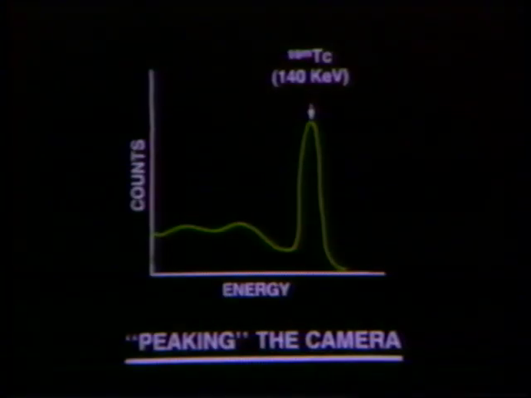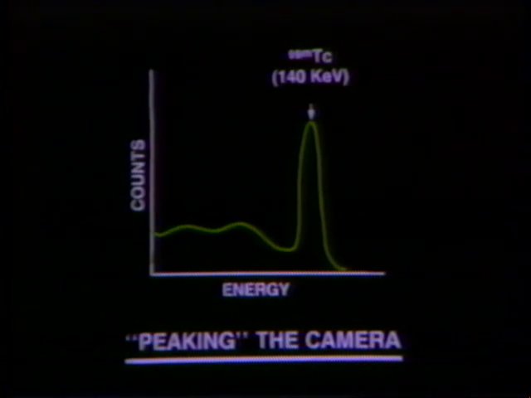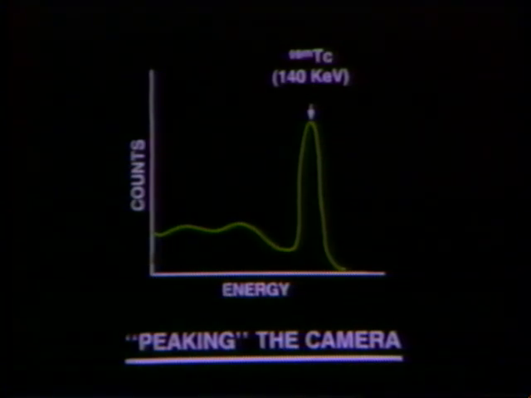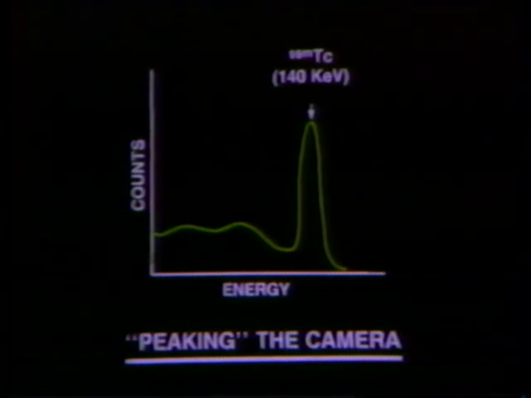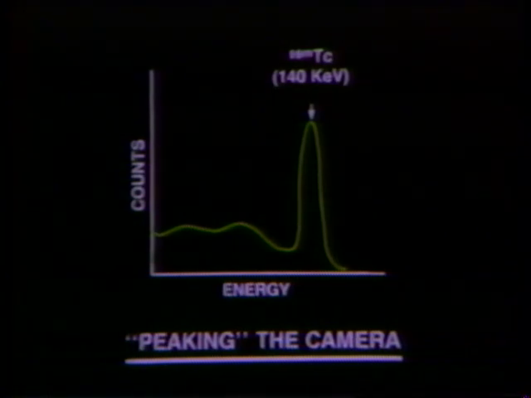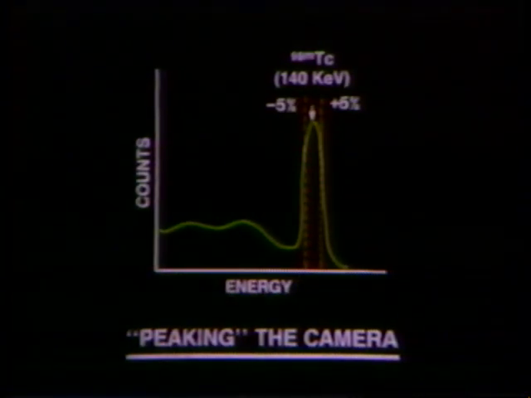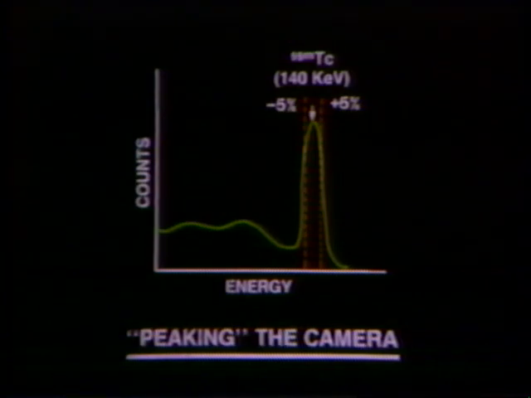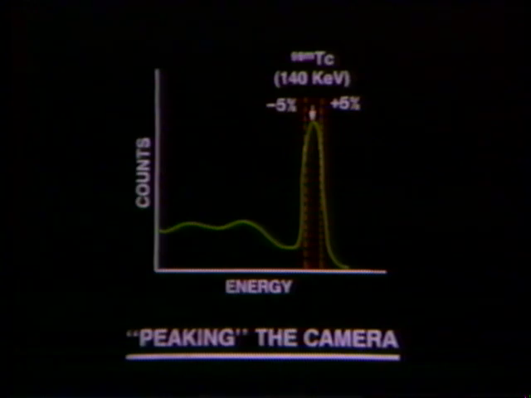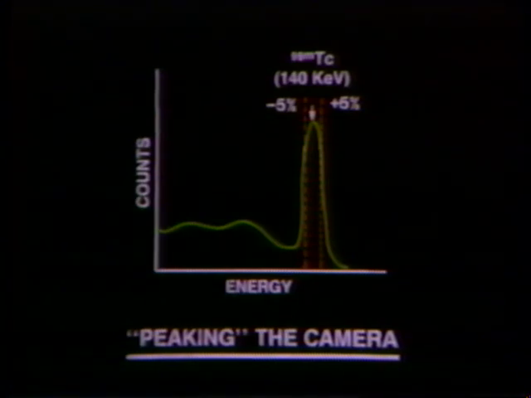By creating a graph of the number of events striking the crystal at each keV, we can produce an energy spectrum of the incoming radiation. For technetium-99m, this energy spectrum will consist of a single peak centered around 140 keV on the graph. The technologist will then adjust the camera so that only events that are within plus or minus 5% of 140 keV will be accepted by the electronics of the camera. This is known as peaking the camera.